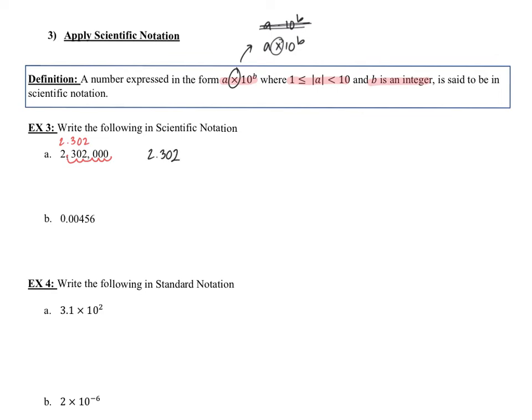Now, how many decimal places did I have to move to get that number? Well, 1, 2, 3, 4, 5, 6 places. So we moved it 6 places, which means I'm going to write 10 to the 6th power.